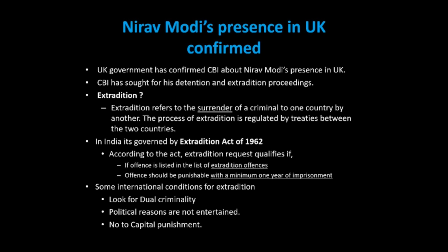Number one, they look for dual criminality. That means the offense in country A should also be an offense in country B. Number two, if it has any political undertones to it, then it is not entertained. For example, a Baloch separatist leader in UK can't be extradited to Pakistan, because that's a political thing. And the third thing is no to capital punishment. If you extradite the person to a country and if he is given a death penalty, in that case also they will not extradite the person.